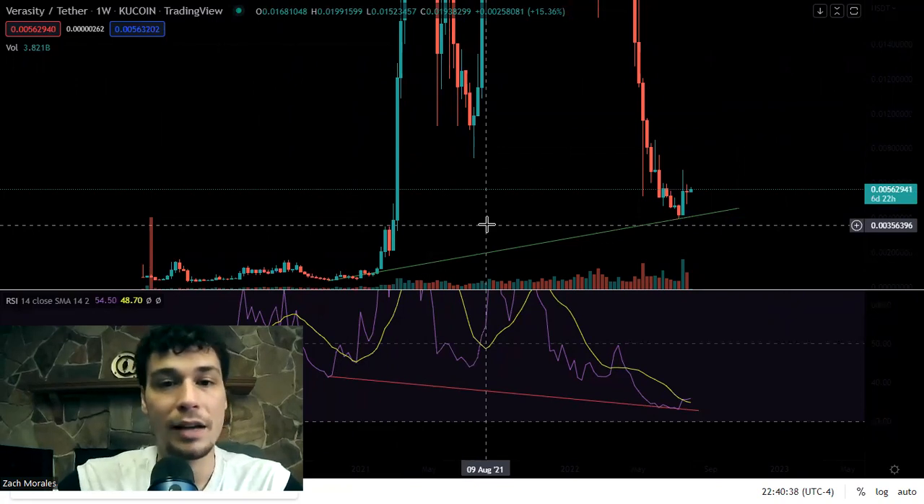You can spot these divergences, and you just have to keep in mind the time frame that you're looking at. If you're looking at a 1 hour chart bullish divergence, that's going to play out obviously within a matter of hours. If you're looking at a weekly chart, bullish or bearish divergence, that's going to take weeks. It's going to develop over weeks.